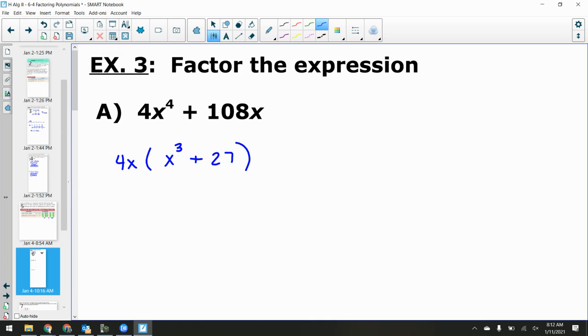All right, so let's just drop down our 4x. And then we've got a binomial and a trinomial. I always like to set up the signs first. So keep it clean. Use soap. Same sign, opposite sign, always positive. And now what goes in there? Well, we take the cube root of each one. X and 3.